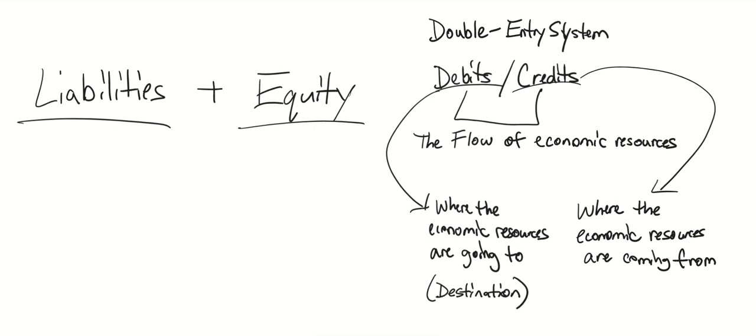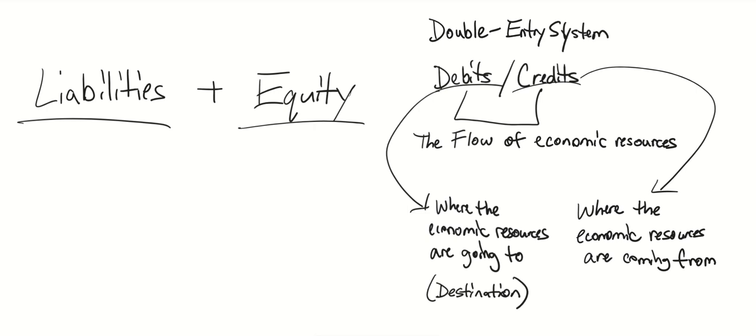Okay, so this is interesting. That's what the debits and credits indicate. They represent the flow of economic resources. Where the economic resources are coming from, that's the credits side. Where it's going to, it's on the debit side.